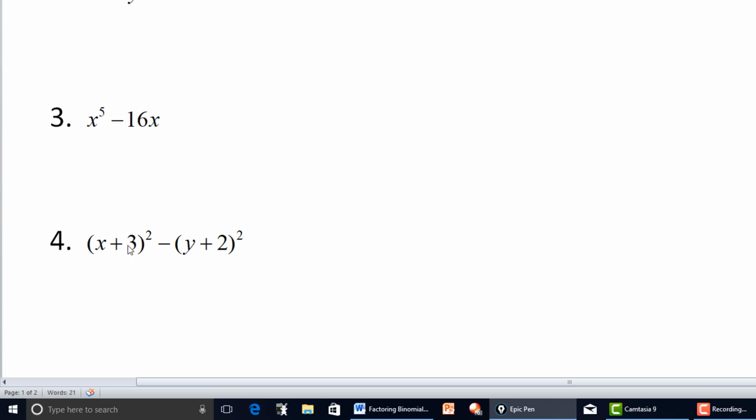Okay, the next one is a difference of squares. Instead of just one term inside, you have a binomial and a binomial, but it is a difference of squares, so you can still apply the formula. It's going to be the difference of the square roots. The square root of x plus 3 squared is x plus 3. The square root of y plus 2 squared is y plus 2. And that's a minus here for all of this. Let me put it like this.